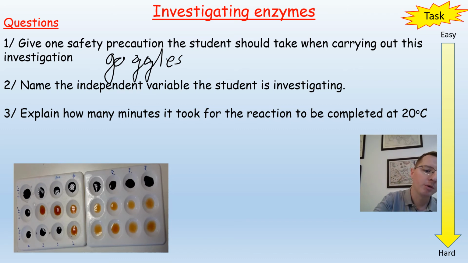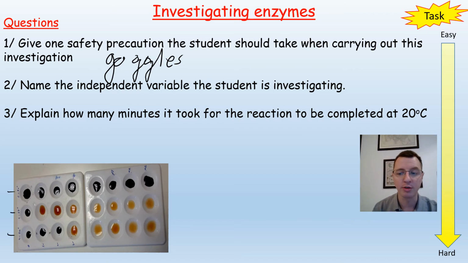Name the independent variable. Well, as we said before, we've got 3 different temperatures. They have decided and chosen to change those temperatures, so the independent variable is the temperature.